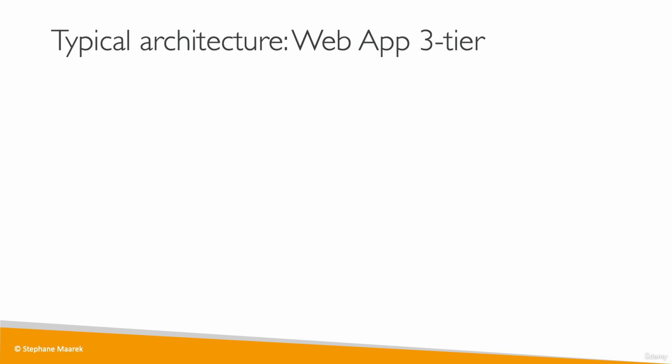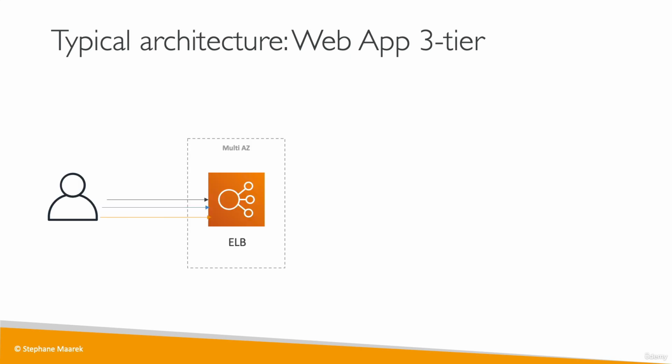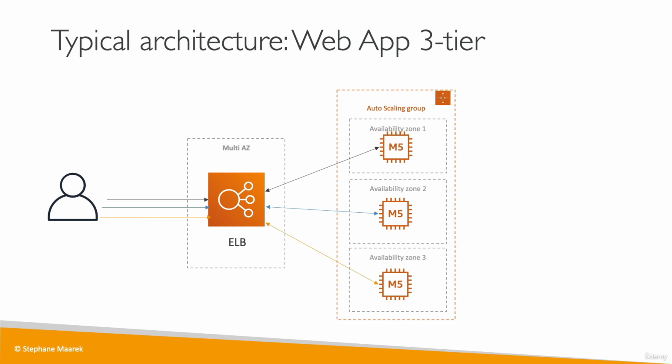So now let's talk about Beanstalk. So when we have deployed a web application in AWS, we typically follow an architecture called a three-tier architecture. So our users talk to a load balancer that could be in multiple availability zones. Then the load balancer will forward traffic to multiple EC2 instances managed by an autoscaling group.